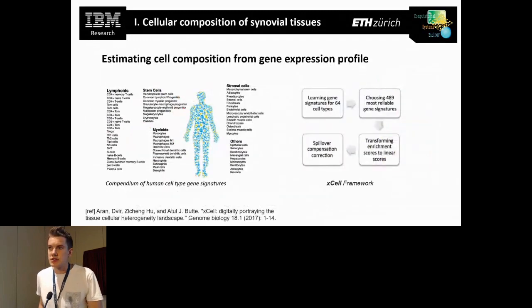So first, the cellular composition in synovial tissue. There are some tools to infer the cellular composition from the gene expression alone. It's not always very reliable, but it can be interesting to see what we can get. So for that, I'm using a tool called XCell, which was pre-trained on 64 cell types. It's available in the study there. And this is what we get.